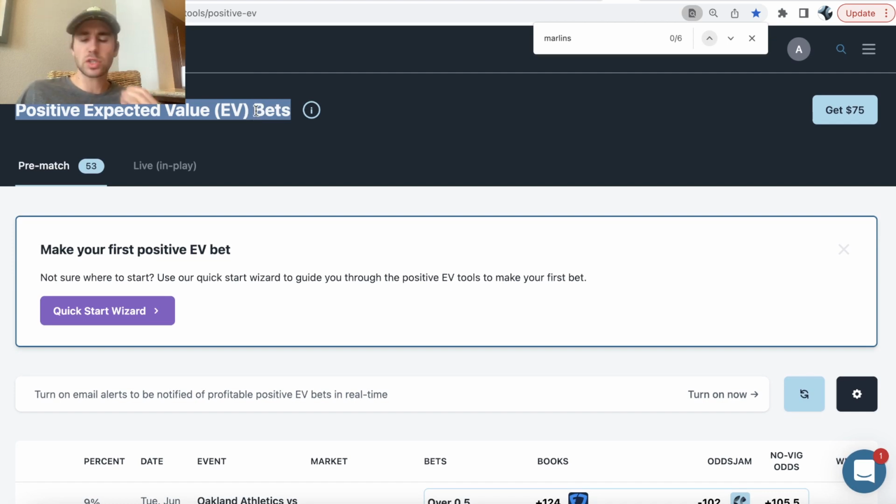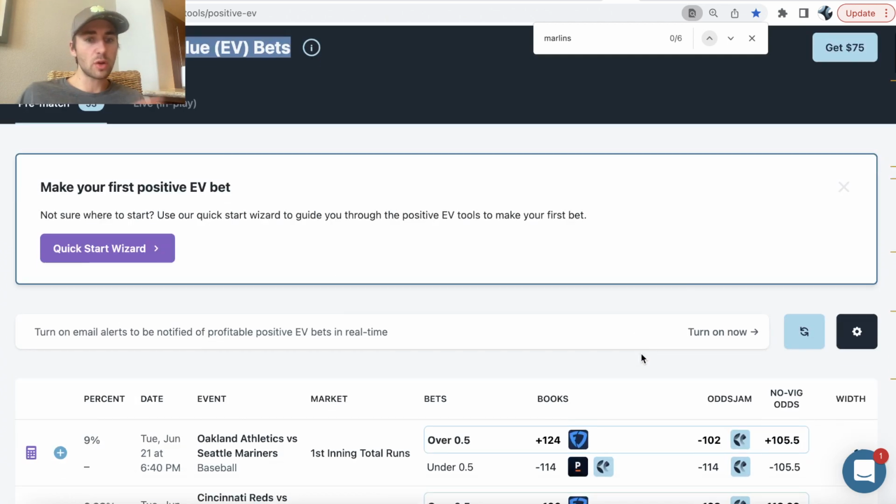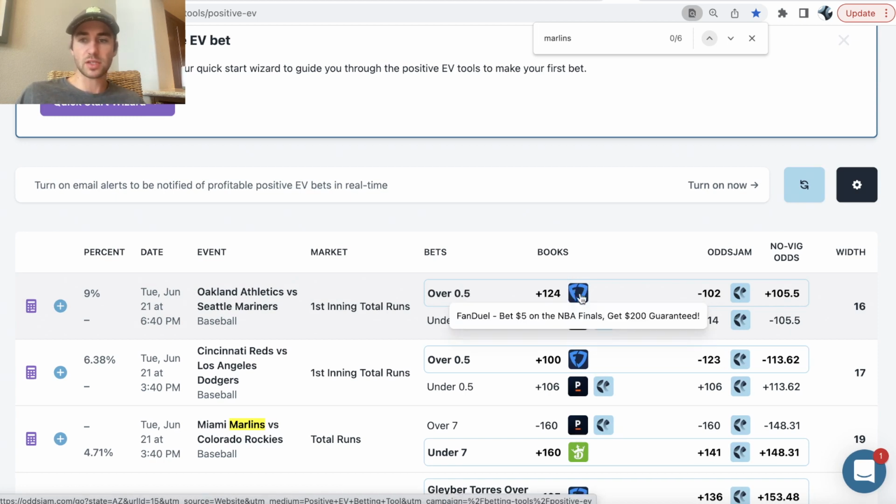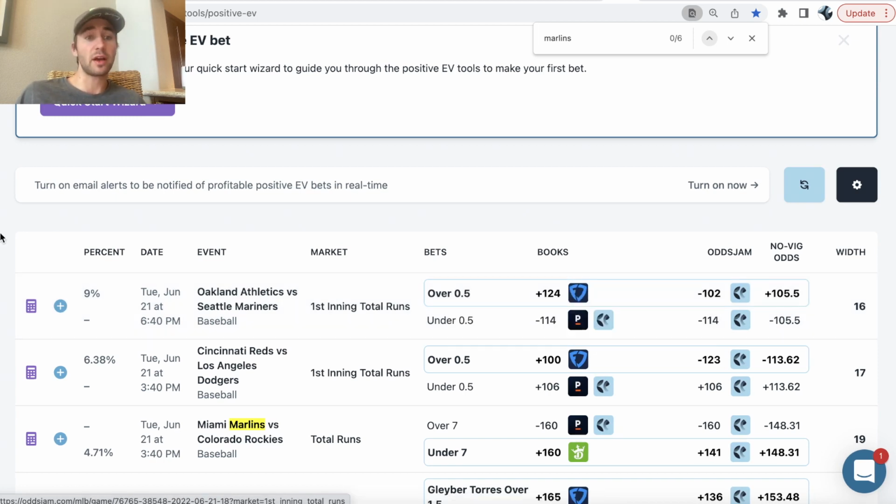Again, what this tool shows you is data-driven MLB picks, how to find the best MLB bets that actually have a mathematical edge that you can quantify. The first bet we see available is Athletics Mariners, 9% profit margin. It's on the top row, so you scroll over and look for the bet in bold, which we can see is first inning total runs over half of a total run, plus 124 on FanDuel. This is the best bet currently on OddsJam with a 9% profit margin.